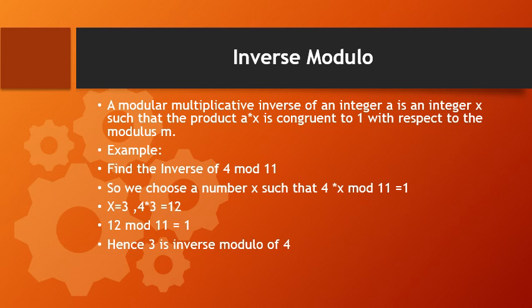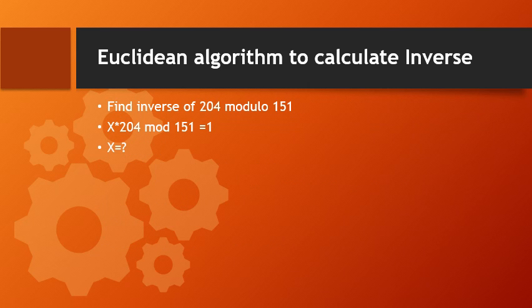So this is a little easy. This has become just a matter of trial and error. But what do we have? Big numbers. So for that we go for the algorithm which is called the Euclidean algorithm. Let's see it. Let's say we need to solve the question of calculating the inverse of 204 modulo 151. This is the same thing. We take a number x, multiply it with 204, and take a mod of 151. It should give 1. So what is that x? How do we find it?